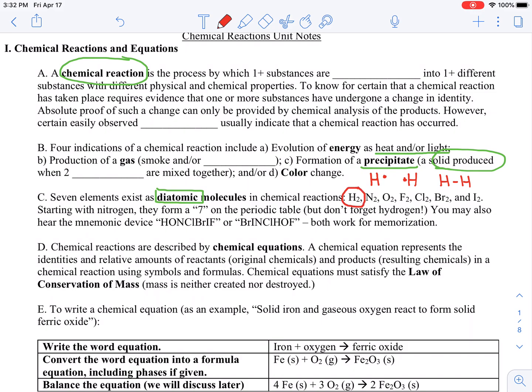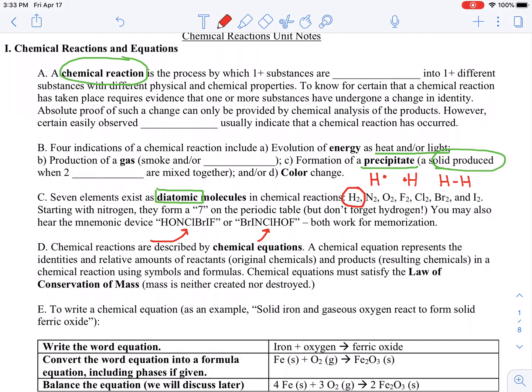They always pair up. There are some different ways you can remember this. You can find the 7 on the periodic table. You can also remember the mnemonic Hunkelbrief or Brinkelhoff. Both of those are fun ways to remember those 7 elements. You'll hear us talking about those from time to time throughout the course of the year.